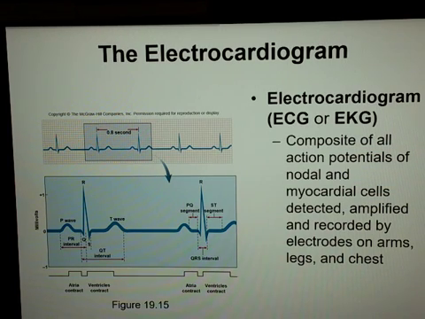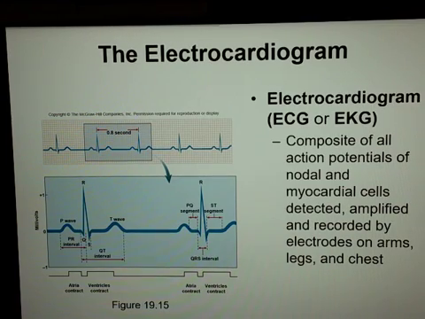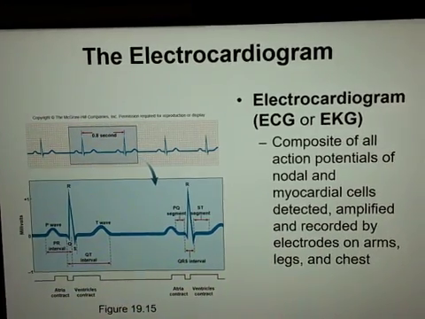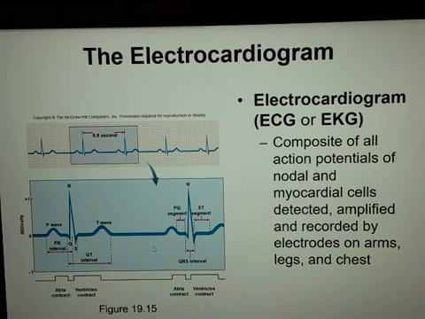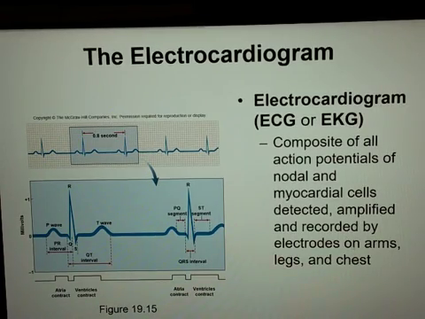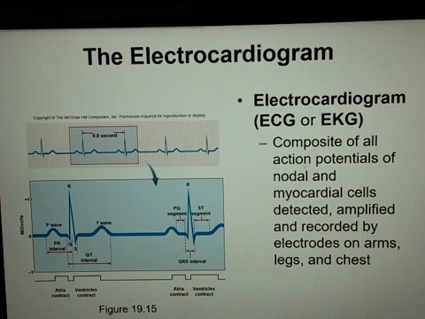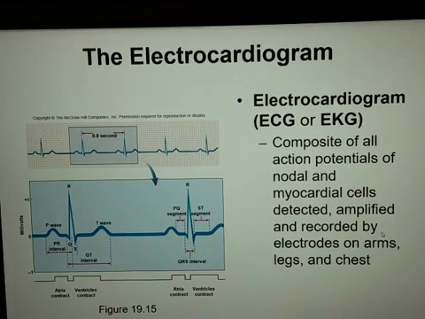Now, a way that we know about this electrical behavior of the heart is from an ECG. I've always known it as an EKG, but this is the way that we look at the beating of the heart. And the EKG, the ECG, I'm going to call it the EKG, okay, you guys? When an EKG is run, it records based on those electrodes that have been placed on the arms, legs, and chest, and it's basically recording the action potentials. Now note, it's the action potential of the nodes and those myocardial cells.